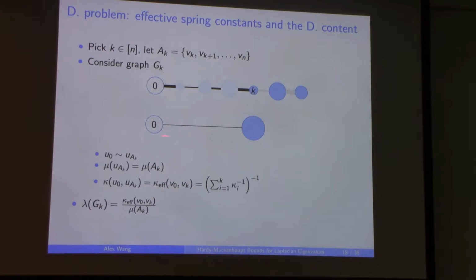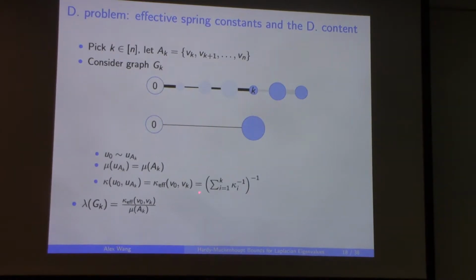G sub k is going to have two vertices, u0 and u a sub k, and I'm going to define masses and spring constants. The mass on this vertex is just going to be the sum of these three masses, and the spring constant that I'm going to attach between these two vertices is going to be the effective spring constant between this vertex and that vertex in the original graph. For a path graph, I'm going to define my effective spring constant to be the sum of the inverse of the spring constant inverse. This is just the usual spring constant, like how you add springs in series. But I just want to point out that as you add more springs, you're going to get a weaker spring constant.